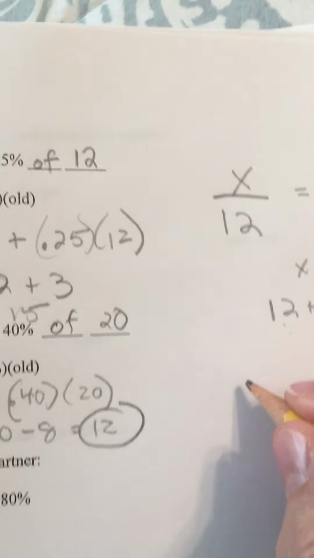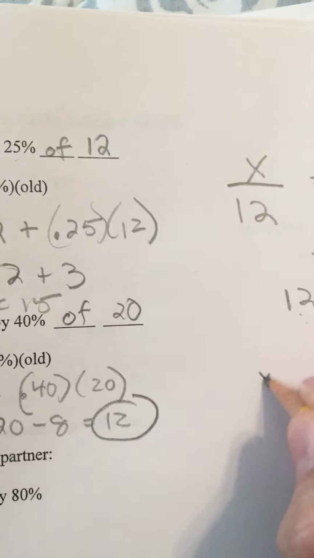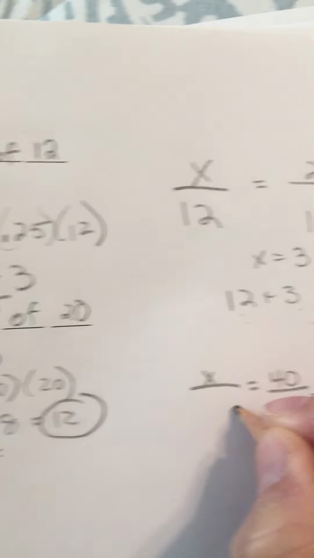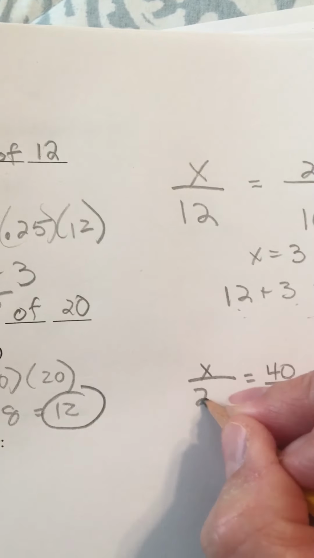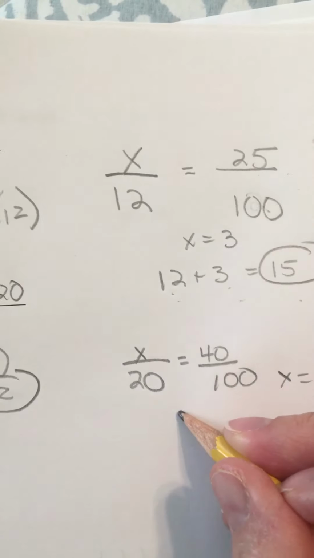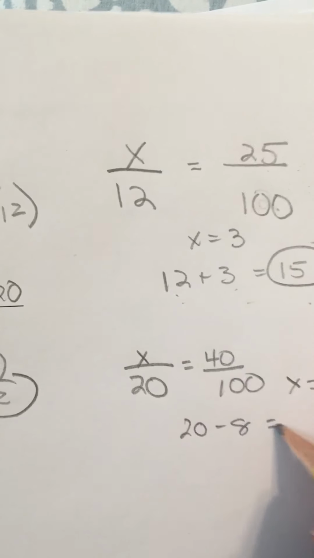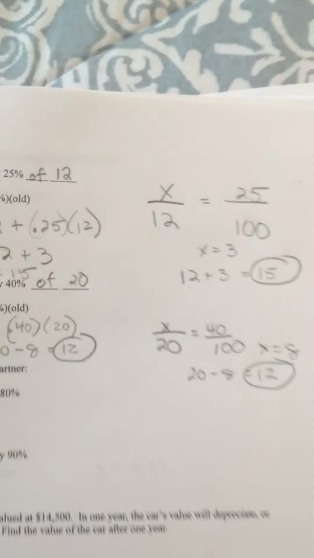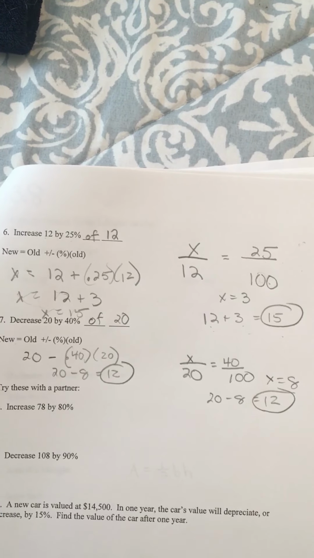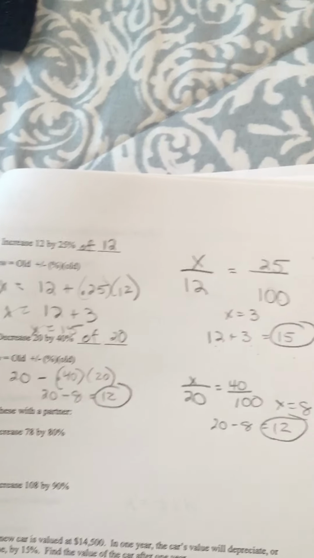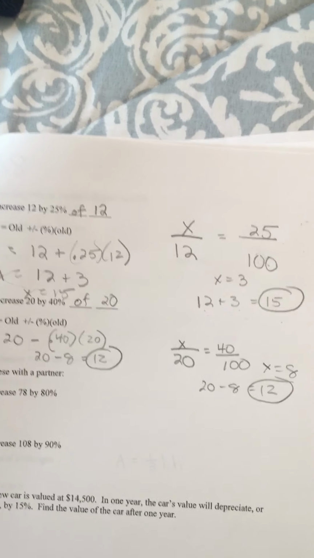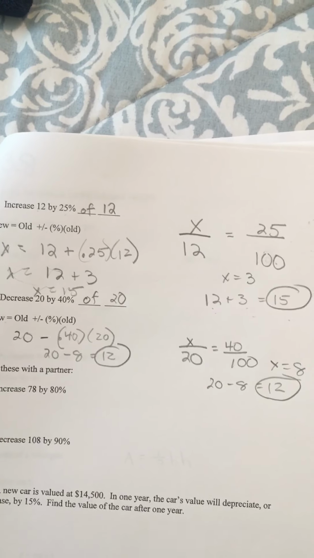If you want to do the percent proportion way, we say, what is 40% of 20? And then when we solve here, we get x equals 8, and you do 20 minus 8 equals 12. Okay? So whether you'd like to do the equation way or the percent proportion way, it's fine. If you do the percent proportion way, it's two steps. First, you find the percent, and then you either add or subtract the percent to your original number.